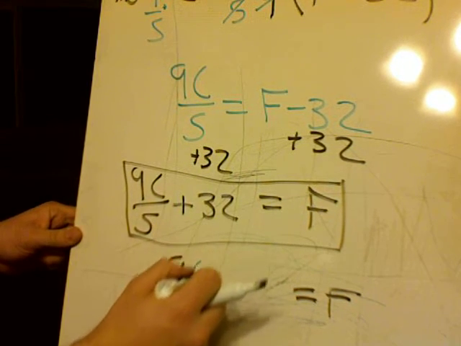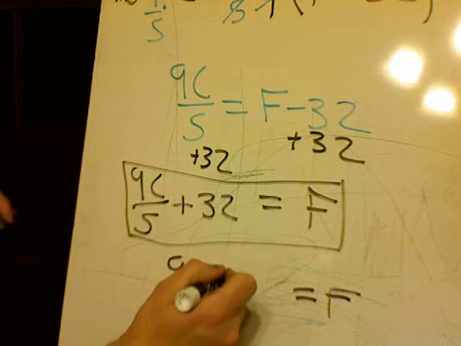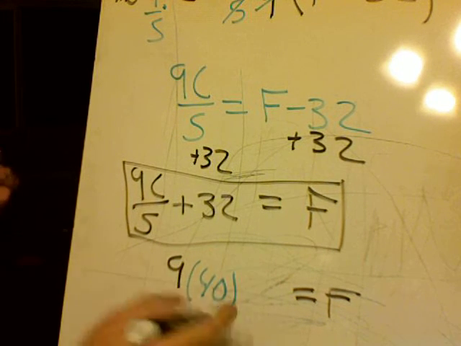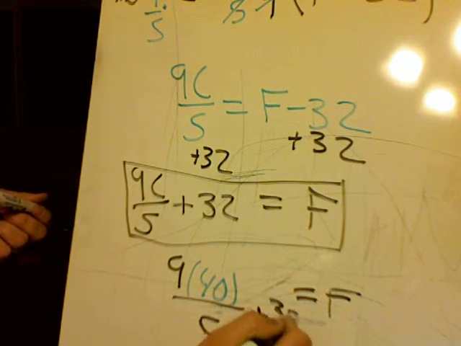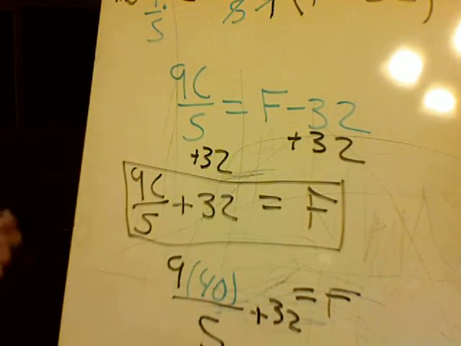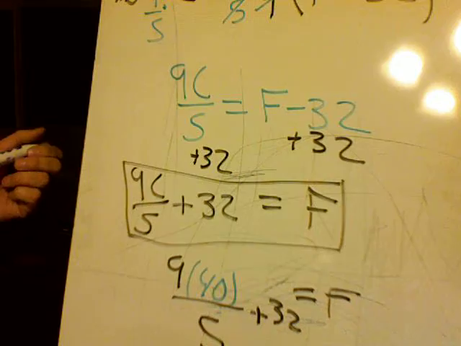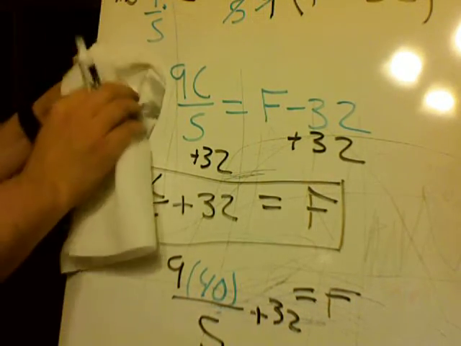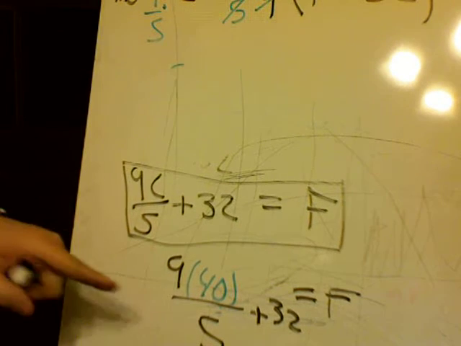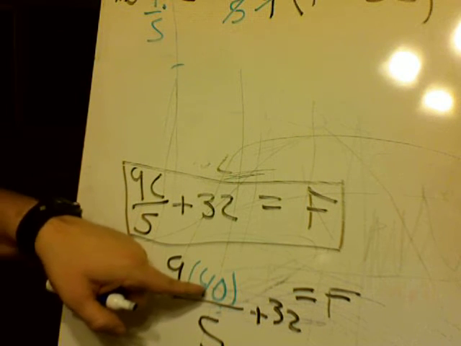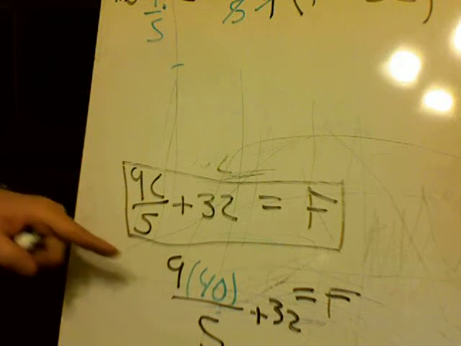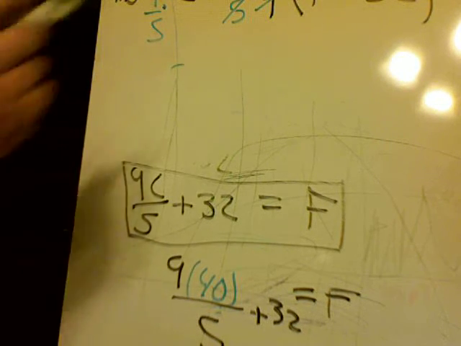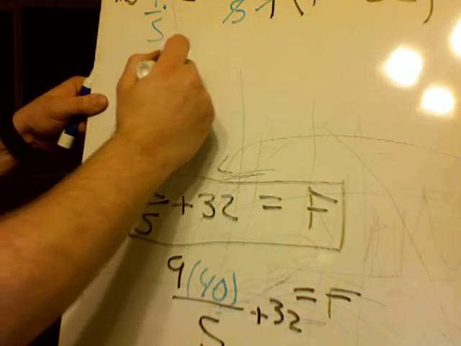Now, plug in a 40 for C, which is the temperature in Celsius. Getting kind of awkward here. So I take 9 times 4 divided by 5, which is going to be 70.